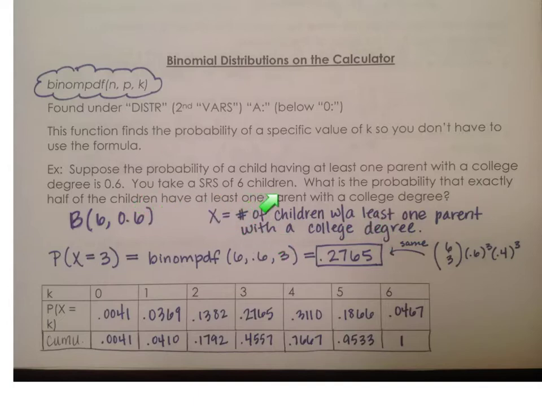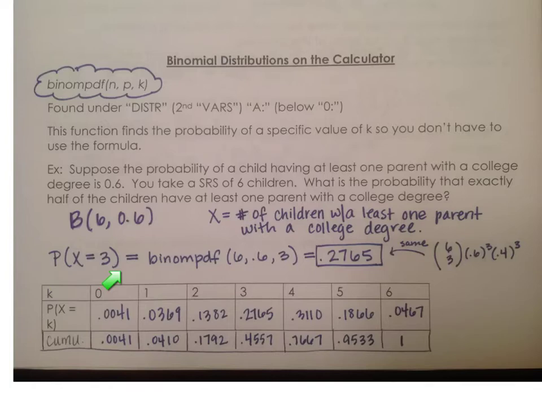We're going to take a simple random sample of 6 children. So that's our fixed number of observations. So in our binomial distribution, we have 6 children. We have a probability of success of 0.6. We want the probability that exactly half of the children have at least one parent with a college degree. So half of the 6 would be 3. So here's step 3, your probability statement. Those are still going to remain the same for every problem.